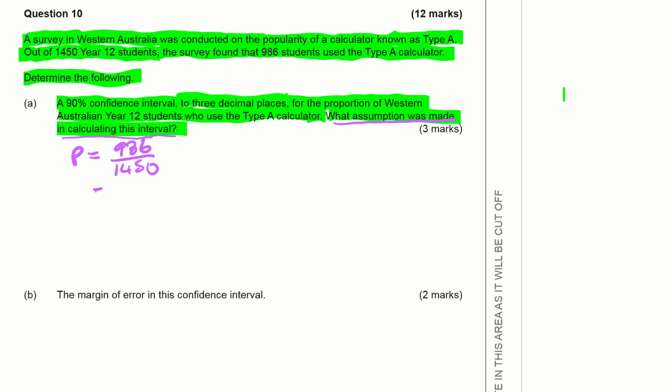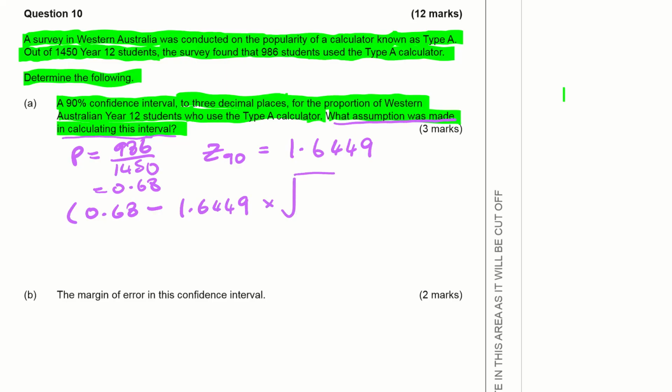1450, which is 0.68. We want the Z90 value, which we can get from our calculator, 1.6449. And then it's going to be 0.68 take away 1.6449 times the square root of 0.68 times 1 take away 0.68 divided by n, and then over here we'll have the 0.68 plus the same thing.